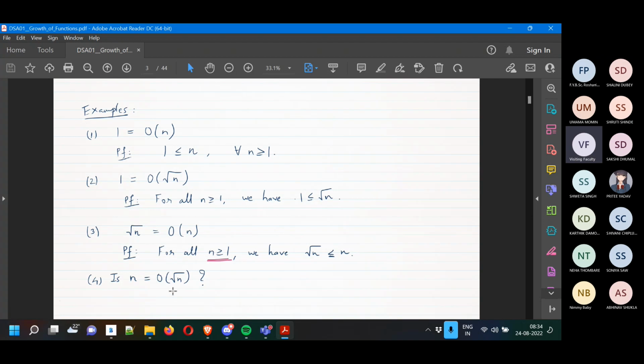Now, is n big O of square root n? What do you think? When I ask questions, I don't want you to give me the correct answer, I want you to give me an answer. So answer quickly. What do you think? No. n cannot be less than or equal to root n.